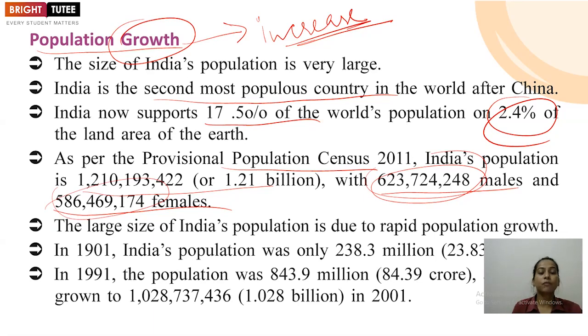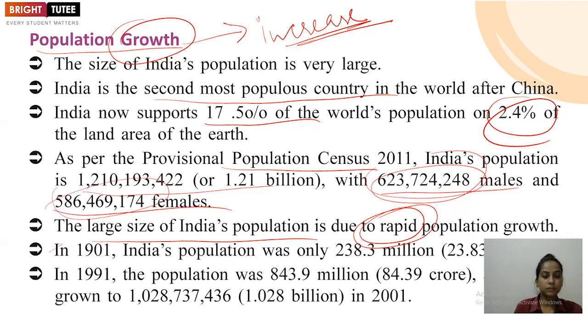The large size of India's population is due to rapid population growth. Why is the population so large? Because there is rapid population growth. It was not growing this way from the beginning, but so many factors started taking place which helped increase the growth rate of the population. It led to a rapid population growth rate.